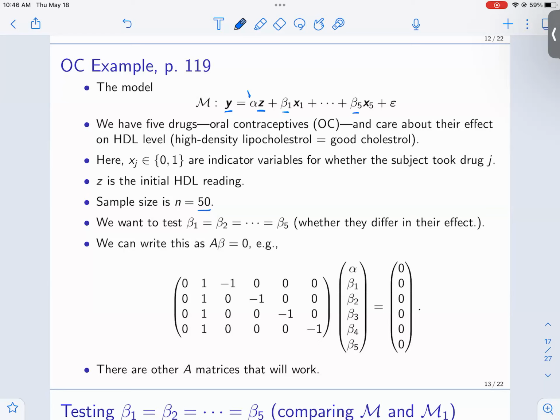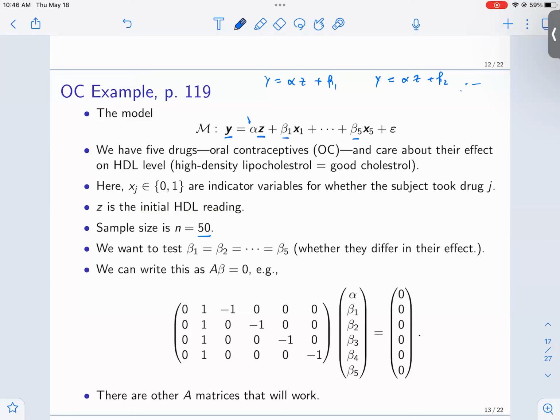x1 is either 0 or 1, and exactly one of x1 up to x5 is 1, the others are 0. These are indicator variables, and this allows you to model the effect of different drugs. If you took drug 1, your model would be alpha z plus beta 1. If you took drug 2, it would be alpha z plus beta 2, and so on. So you can model all of these in a single regression and then compare the betas. For example, if you want to see whether all of the drugs have the same effect, that would be the test of beta 1 equal to beta 2 equal to ... beta 5.